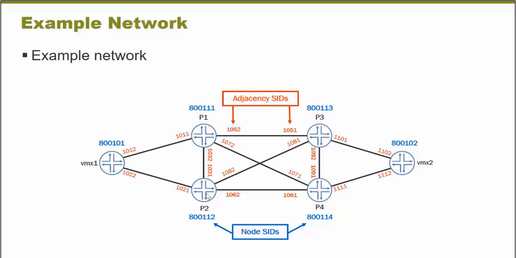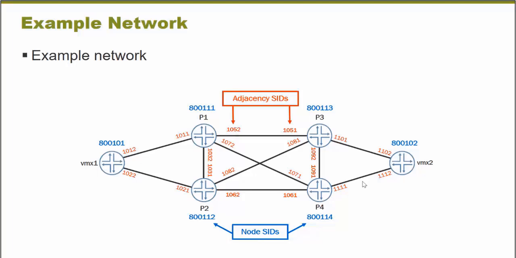Then it will go from the P2 node diagonally to the P3 node. So there will be another label, 1082. This is the adjacency SID from P2 to P3. Then the adjacency SID from P3 to P4, 1092. Then the adjacency SID from P4 to the egress node VMX2, 1111. So the interesting adjacency SIDs for us for this segment routed label switch path are 1032, 1082, 1092, 1111. And we'll see this after we have the LSP provisioned.